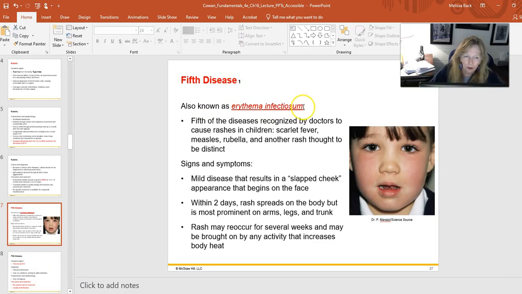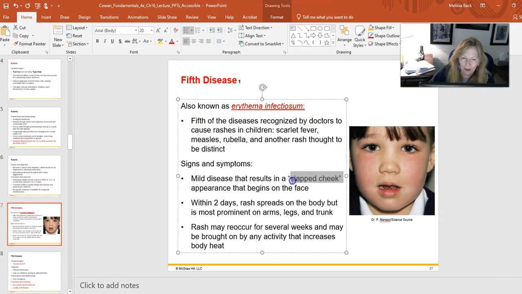This is also referred to as erythema infectiosum. That's another word that they use for that, but it is also sometimes referred to as slapped cheek disease. This picture looks like a little rosy-cheeked toddler, but actually it's even more pronounced than that. Typically, the cheek skin could take on a very darkened appearance, no matter the overall skin tone of the individual having it. The cheeks just become very, very darkened.